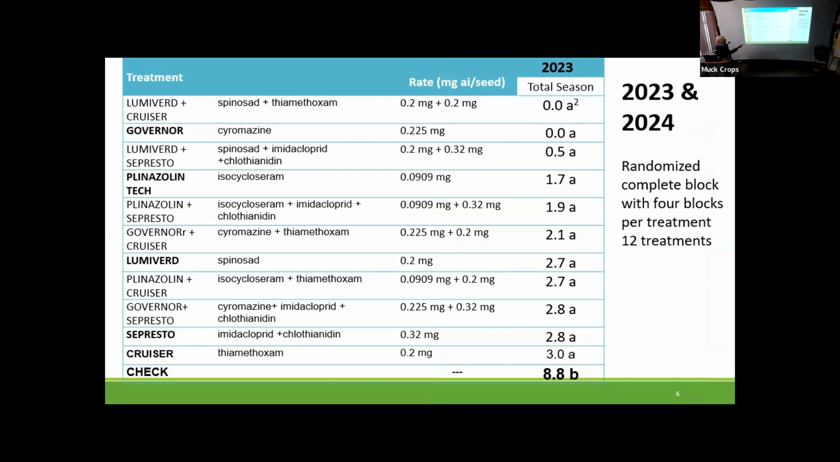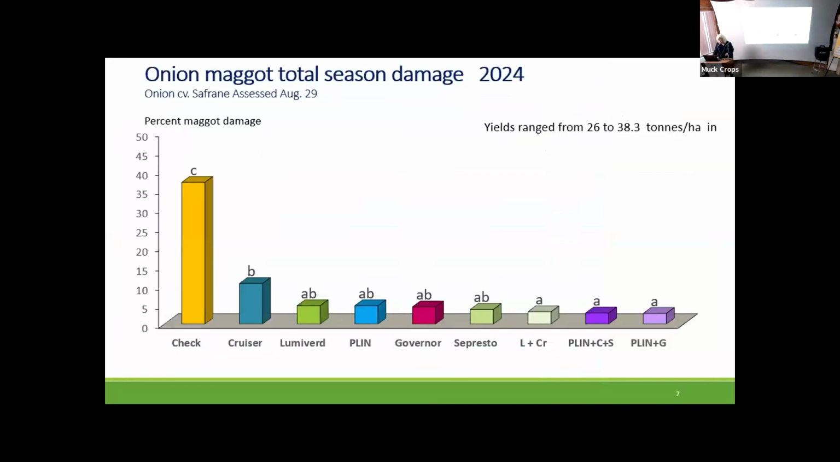In our 2023 trial, we had very low maggot damage, even in our untreated check, just under 9%. So everything reduced maggot damage. At the end of the season, a few of the best treatments had no maggot damage at all. So it was good to see the Governor, which is our standard, was very effective. And the Lumiverd plus Cruiser looked good, but they were all effective compared to the non-treated check.